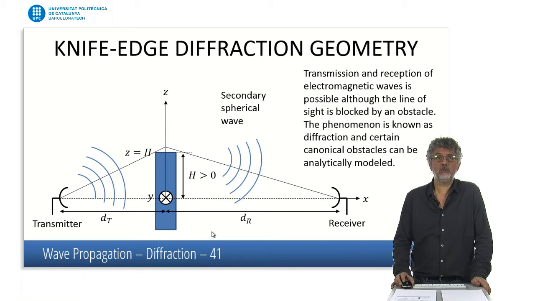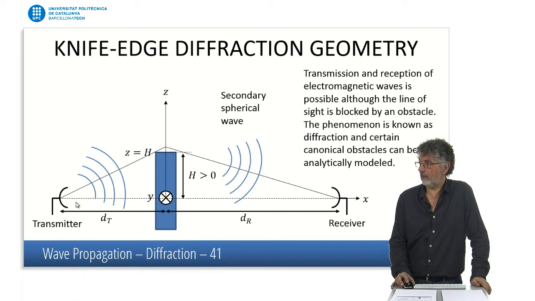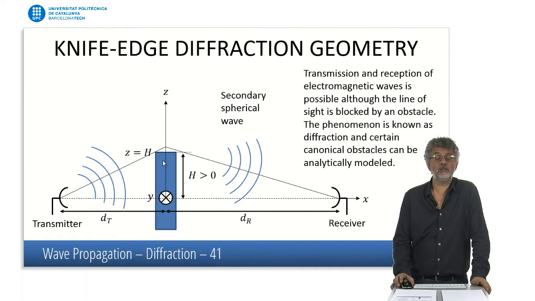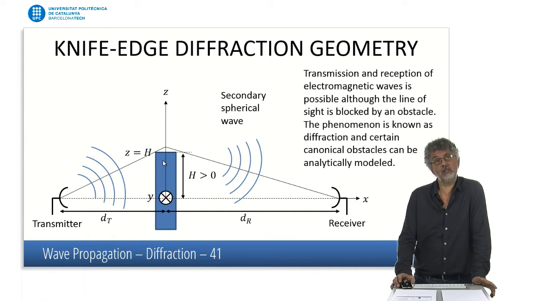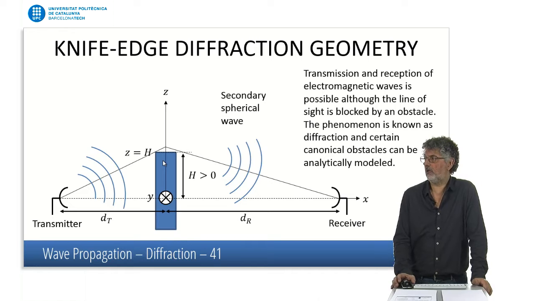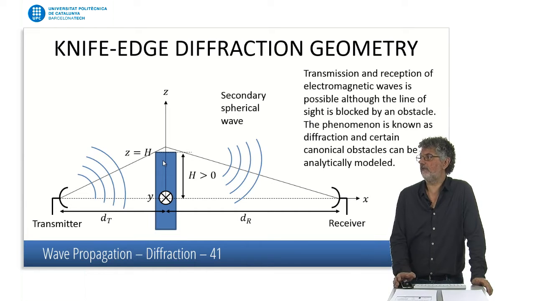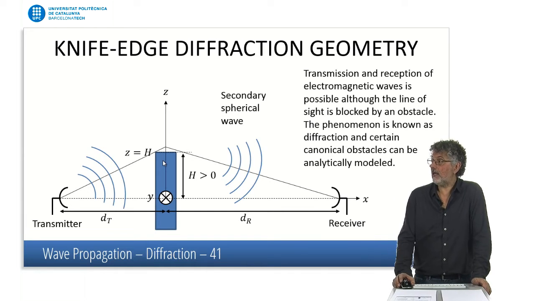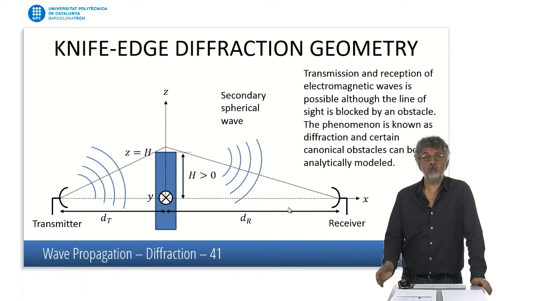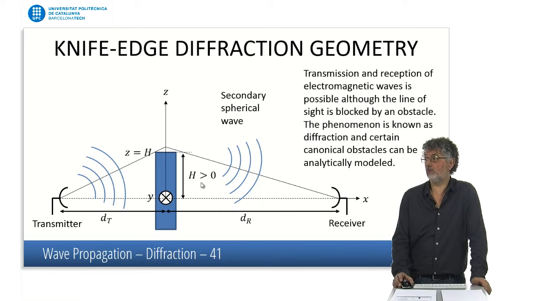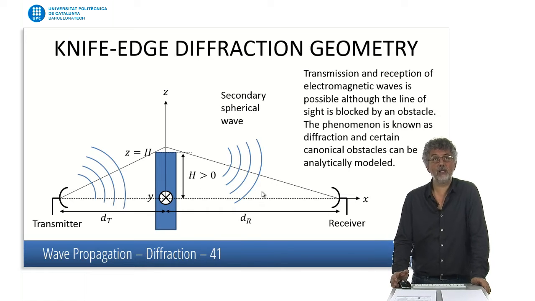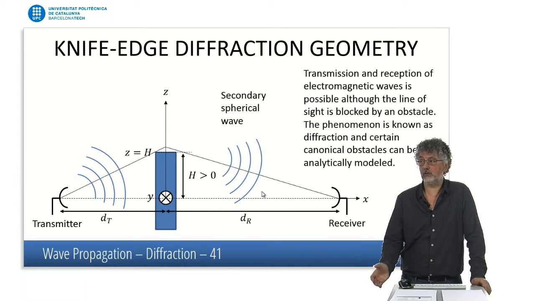In that case, we assume that we have a transmitting and a receiving antenna, and in the middle we have a certain obstacle whose width is very small in terms of the wavelength, and this is why we call this a knife edge, like the edge of a knife. In that case, although the line of sight between the transmitting and receiving antenna is blocked, it is possible to have a transmission between both antennas, and what is responsible for that is what is known as diffraction.